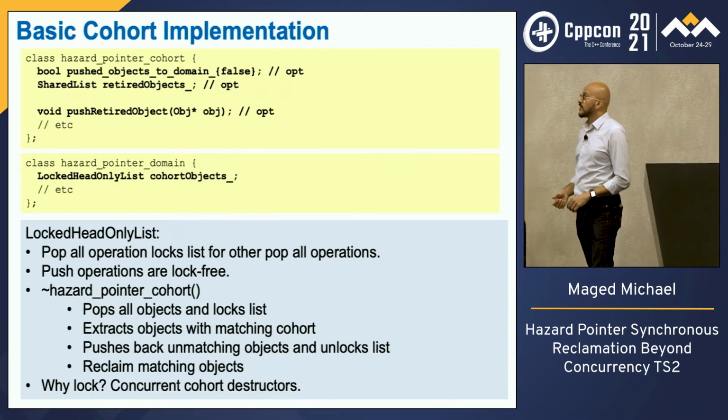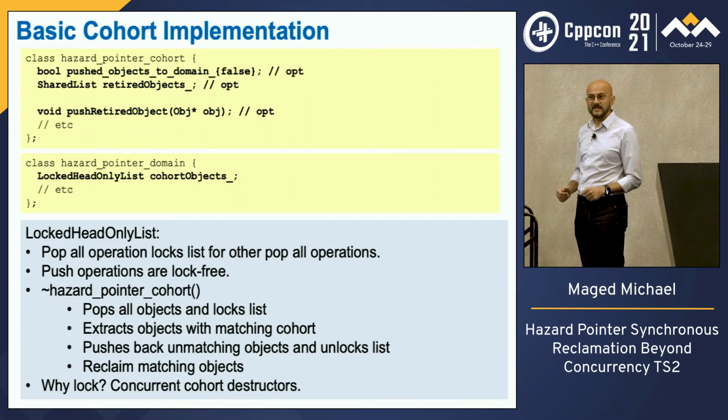Looking at a basic cohort implementation, so far these are optimizations. We don't need to have them, but it would be good for optimizations. We need to remember whether we pushed any objects to the domain or not. If we haven't, then we don't even need to check anything with the domain. We can maintain a cache of objects before we push them in bulk to the domain, instead of going to the domain very frequently. So we would have a threshold to say, we accumulated that many objects, now let's push them to the domain.